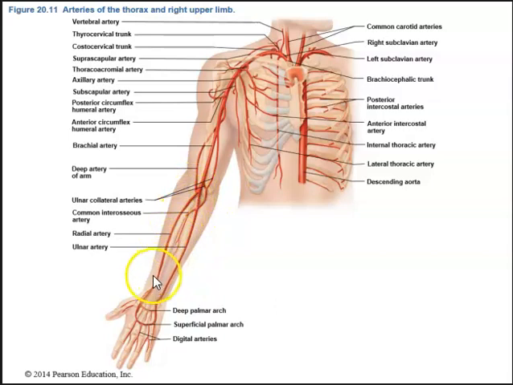Again, the radial artery is an important pulse point, so we can get the heart rate and locate it at the base of the thumb. And then the radial and ulnar arteries will form arches, giving blood supply to the hand. So we have a deep palmar arch as well as a superficial palmar arch, and the digital arteries will come off those arches, giving blood supply to the fingers of the hand.